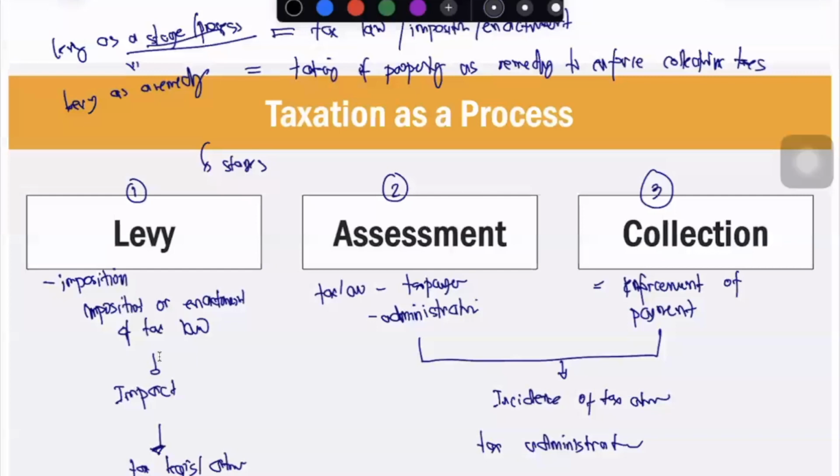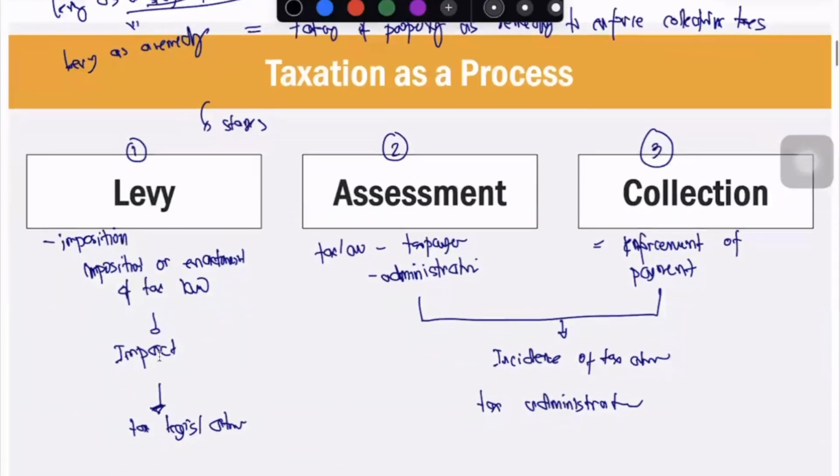So we are just expounding our definition of taxation a while back. So we said a while back that taxation is the process or means of the state through its lawmaking body to defray the expenses of the government. So when we talk about process, what composes that process? We talk about the stages of taxation. That is your levy, assessment, and collection. So levy is legislative, so that is tax legislation, while assessment and collection is administrative, that is your tax administration.